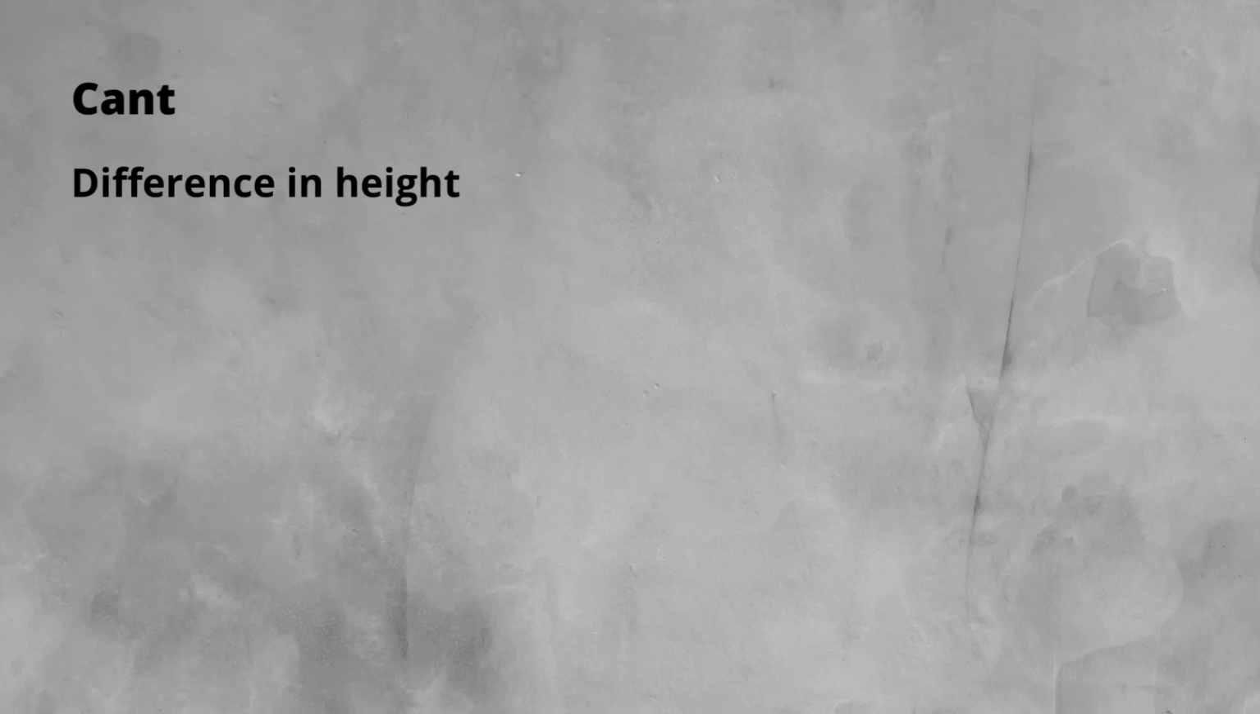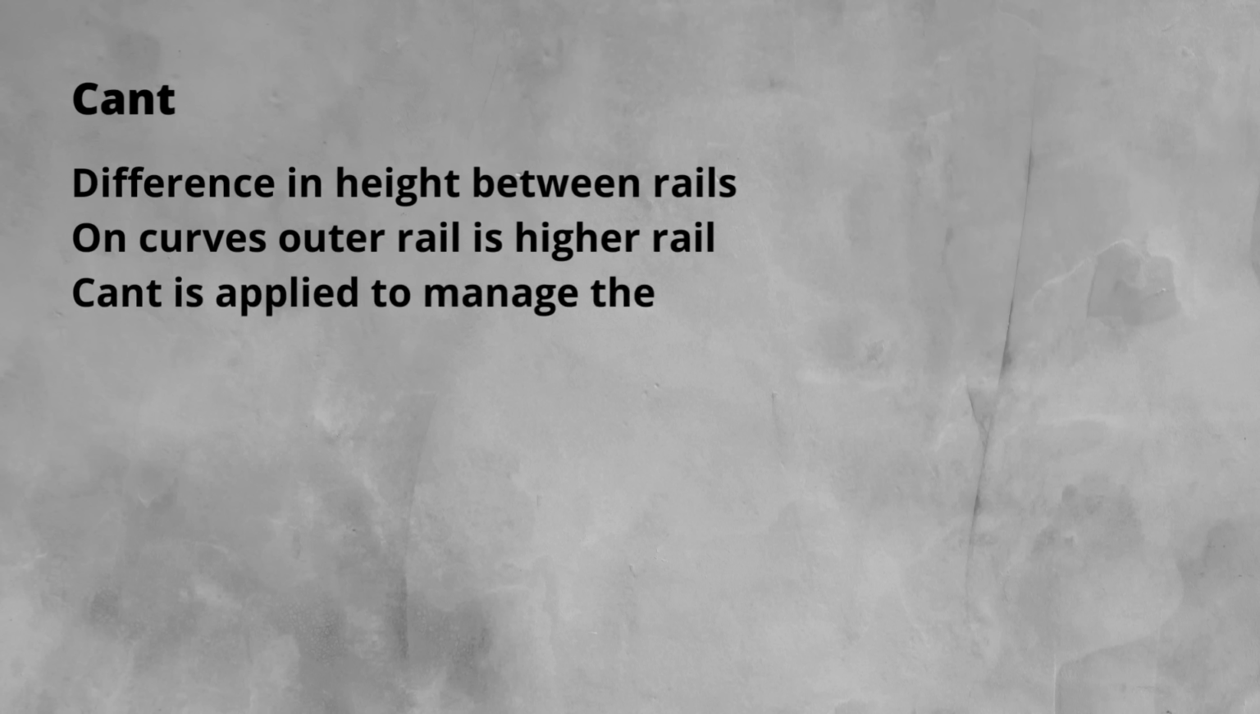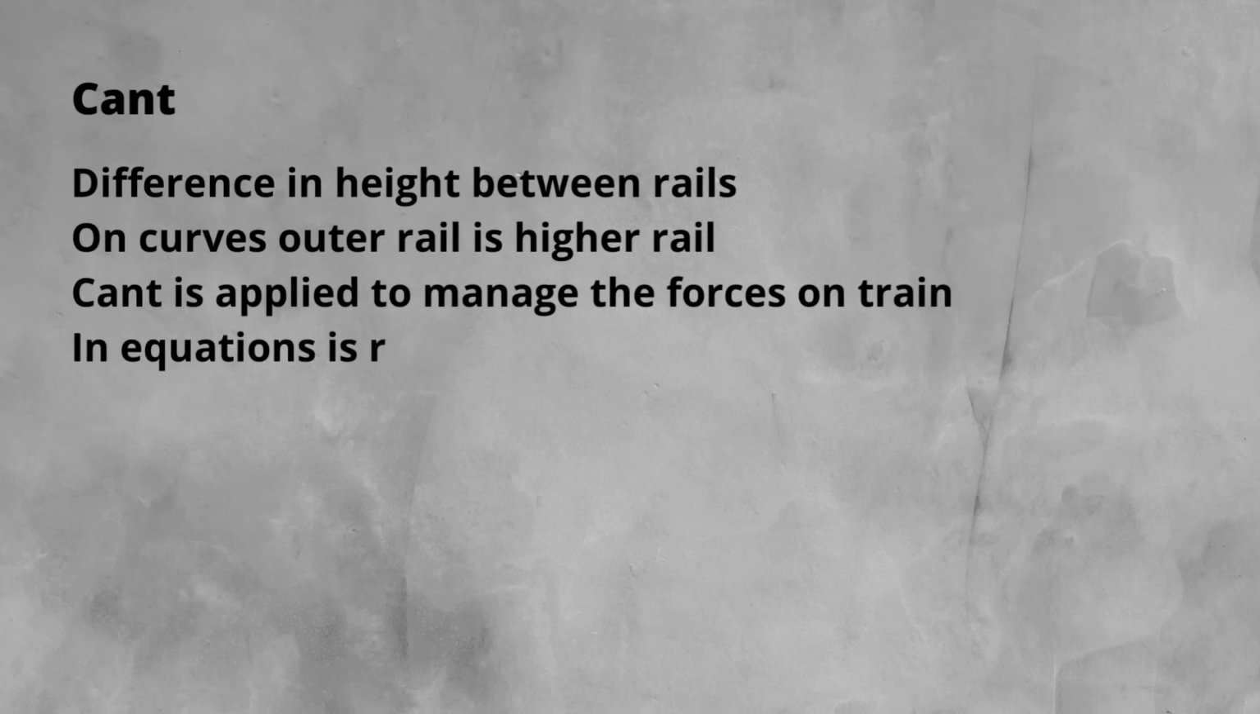First up is cant. On the railway, cant refers to the difference in height between the two rails. It can also be referred to as super elevation in some countries. This means one of the two rails has been lifted above the other. The outer rail on a curve will be the higher rail. This is known as positive cant. Cant can be negative, but we won't need to know that for this video.